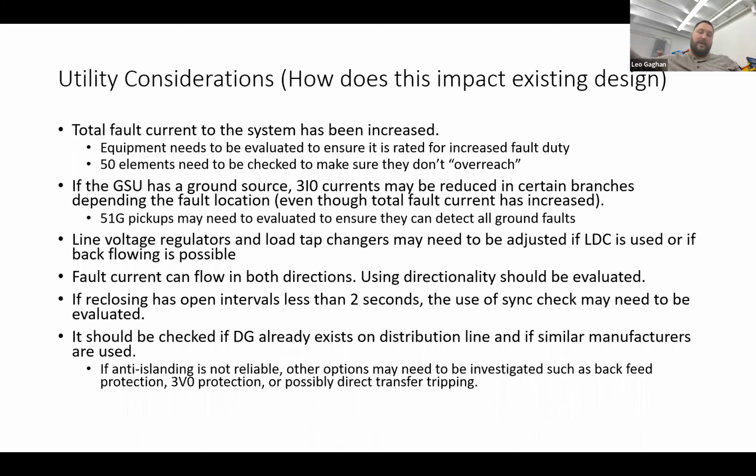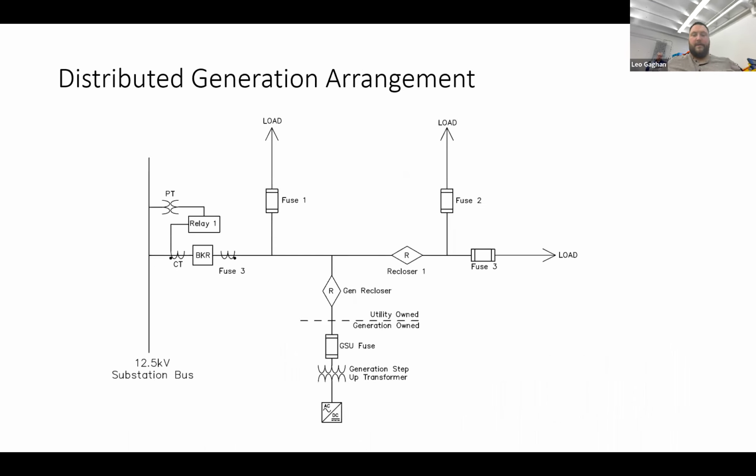If the GSU has a ground source, the 3 I0 currents may be reduced in certain branches depending on the fault location, even though the total fault current has increased. And by that, I mean, let's say this was a ground source right here, a Y grounded winding. Let's say we had a ground source over here.